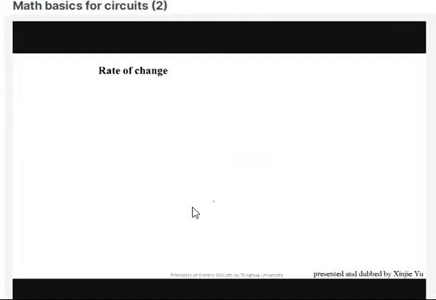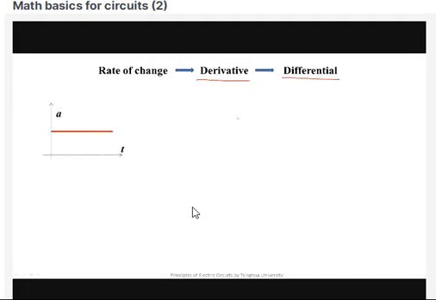Next, let's discuss another effect, the rate of change. If we know the rate of change of a function, we should solve its derivative. With the derivative, we can solve the differential of a function. We still use the graphs above to represent the relationship.